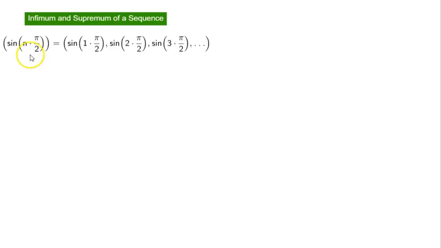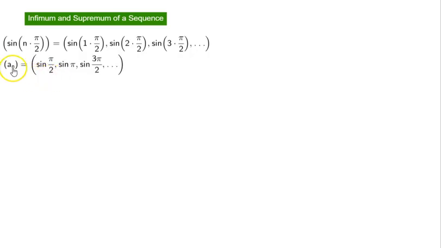In this session, let's look at infimum and supremum of a sequence through an example. So we have sine n times pi by 2, a sequence. The terms are sine of 1 times pi by 2, sine 2 times pi by 2, sine 3 times pi by 2, and so on.